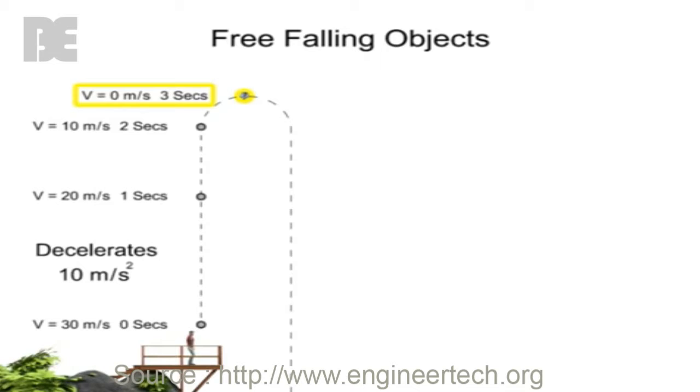After 3 seconds, the ball is traveling at 0 meters per second. At the height of the ball's trajectory, before it succumbs to the pull of gravity and descends back to Earth, the baseball has a velocity of 0. This moment of 0 velocity is known as a state of equilibrium.